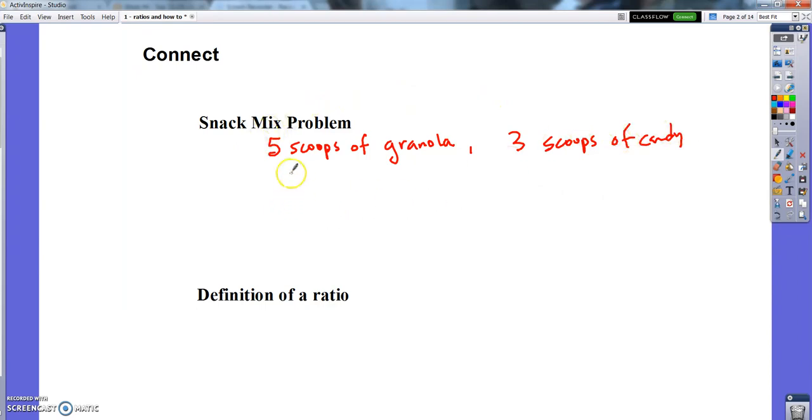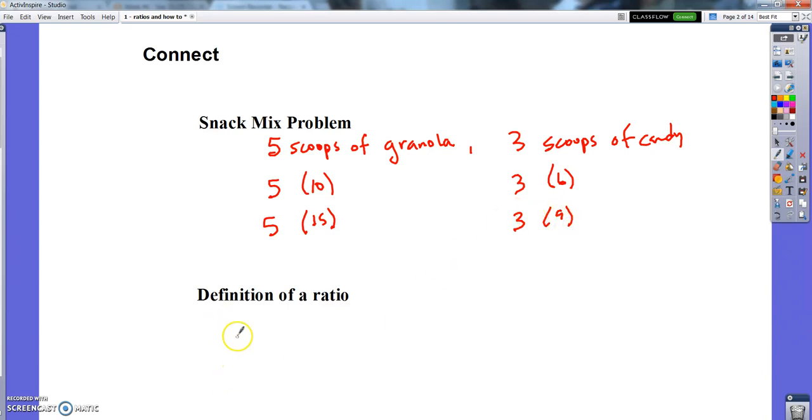And if he'd made another bowl, he would have done 5 more scoops and 3 more scoops, which would have been a total of 10 scoops and 6 scoops. And he made another bowl, which always stayed in this same ratio of ingredients. Always 5 of this and always 3 of this.